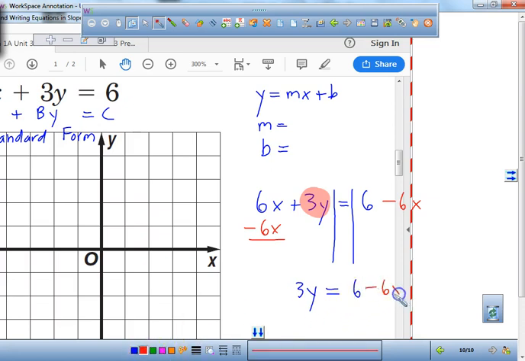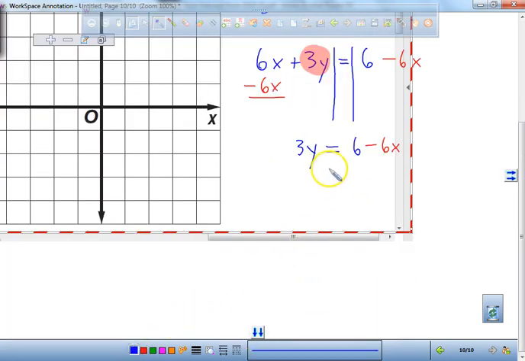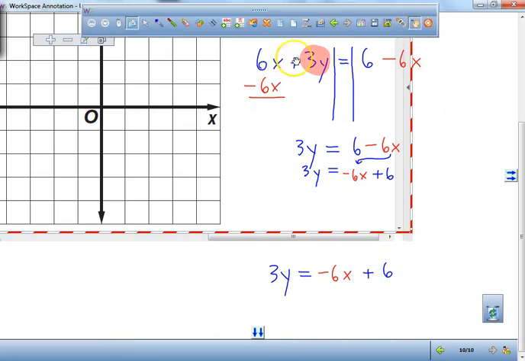minus 6x. Now you can't combine those. They're not like terms. So you can't just say, oh, that's going to be 0. These are not like terms. Now watch what I do right here. This is going to be important. I'm trying to get everything set up nice and neat. I'm going to take this negative 6x and move it up in the front. I'm going to take this positive 6 and move it in the back. So here's what you have left: 3y = -6x + 6. All I've done is just move the 6x across.